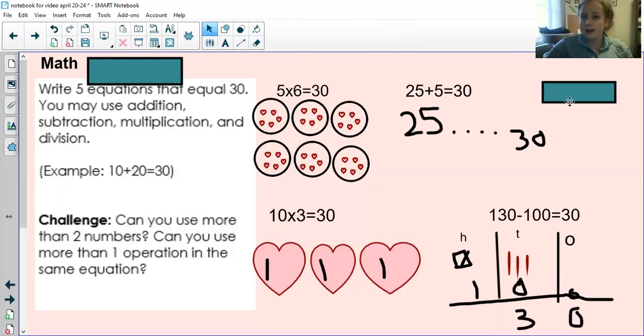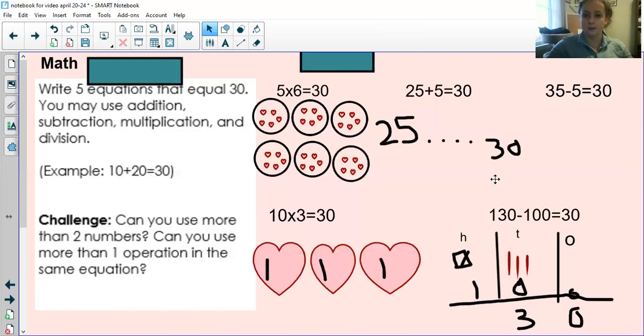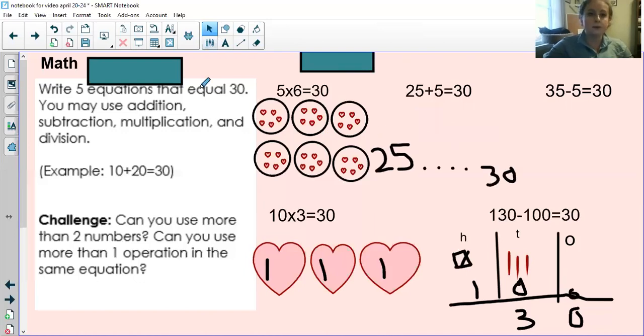All right, last one, I have 35 minus 5. So you could do the same thing we did in the previous problem here, and I'm gonna move it over a little bit so I have room. I'm going to write 35.